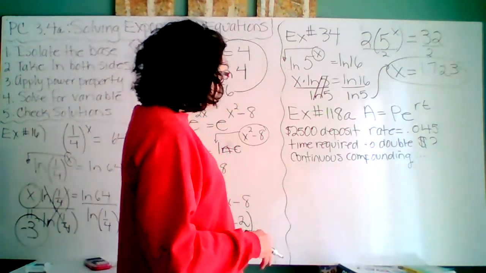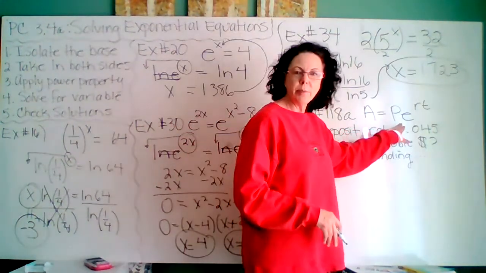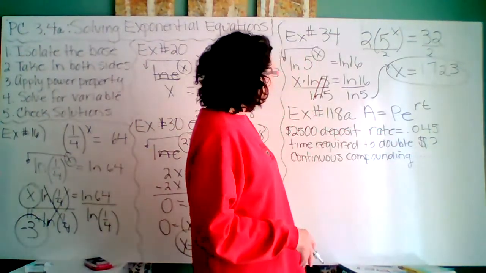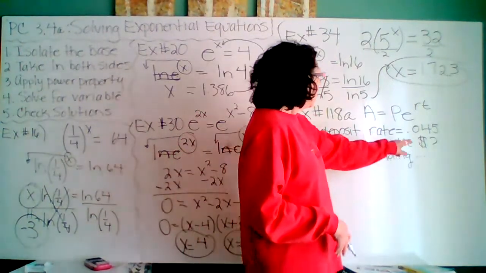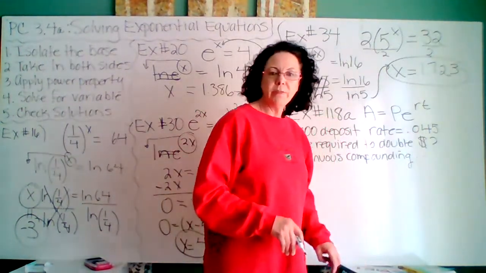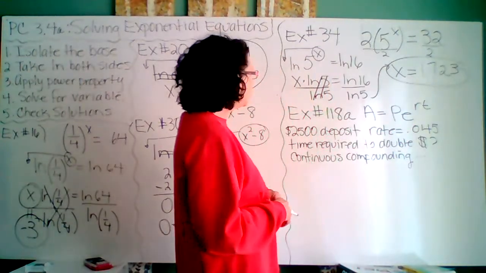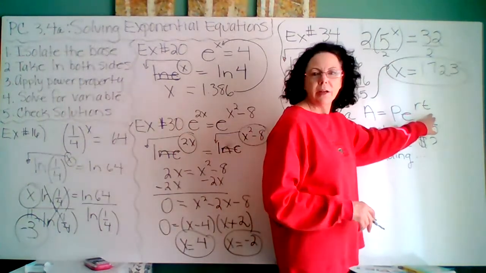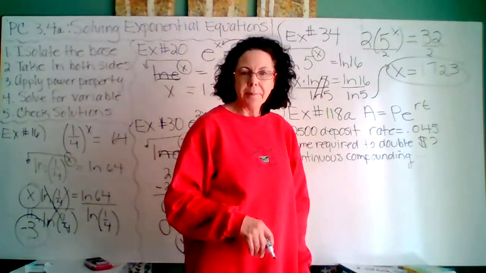Okay, so there's a $2,500 deposit. We learned that that is our principal amount. There is a rate that is being paid on the deposit of 0.045, which is 4.5%. So we'll put that in for our r. And what they want to know is, what is the time required to double your money?